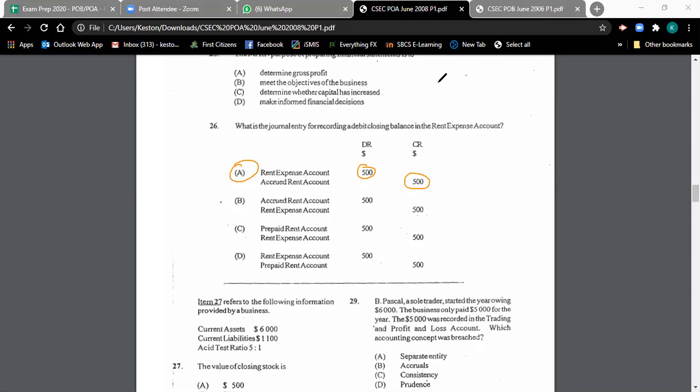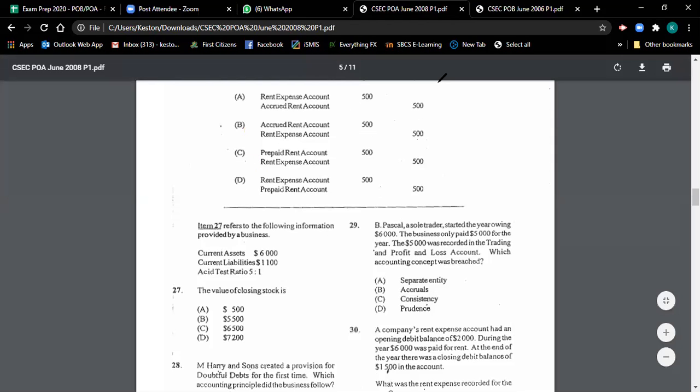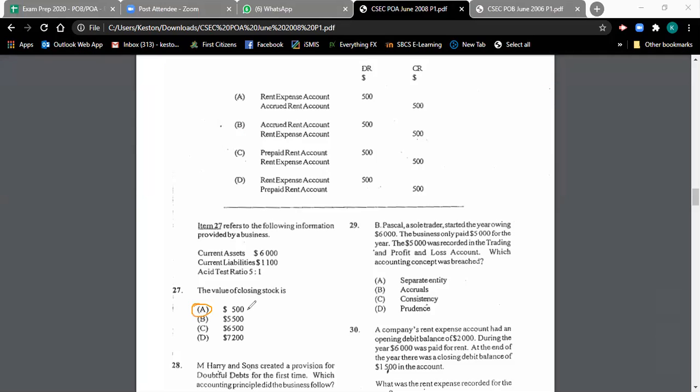27, the value of closing stock. The value of closing stock here. Yep, very good. Are we sure, Ariana? $500 would be closing stock. Right, for us to get 5 to 1, it means it has to be 5,500 to 1,100. So closing stock would have to be 500. That makes sense.